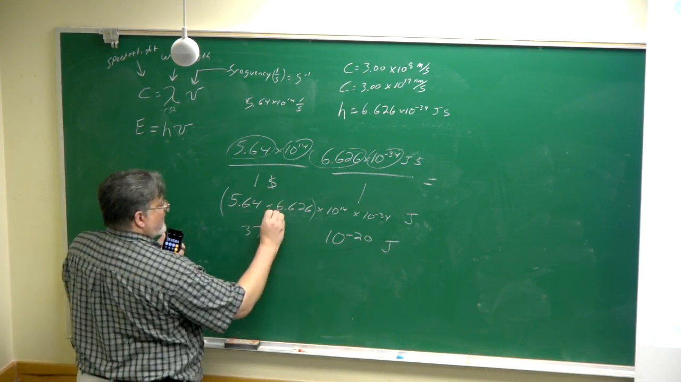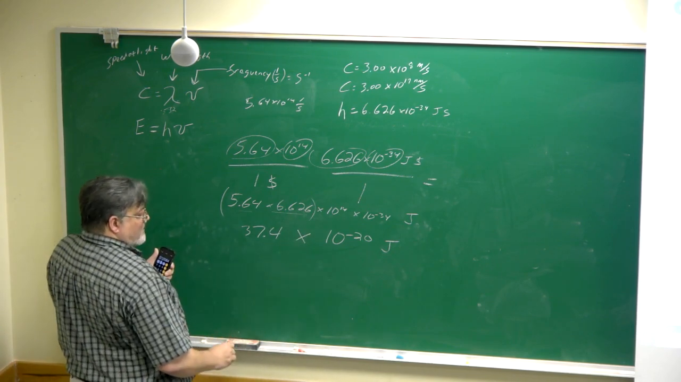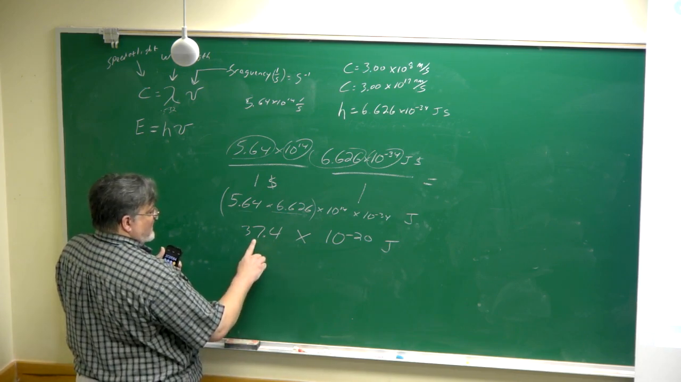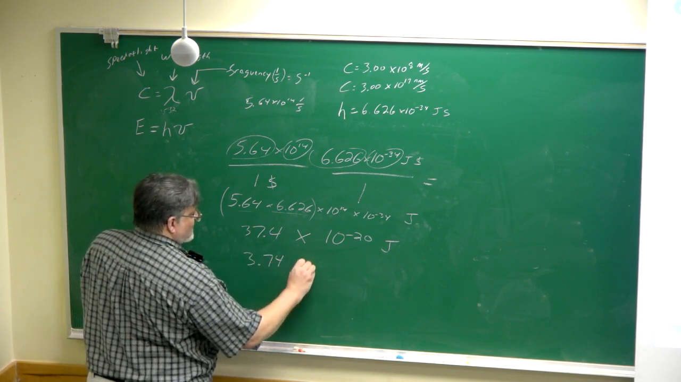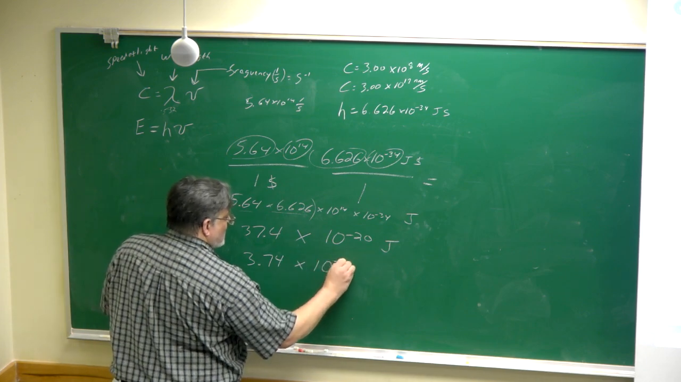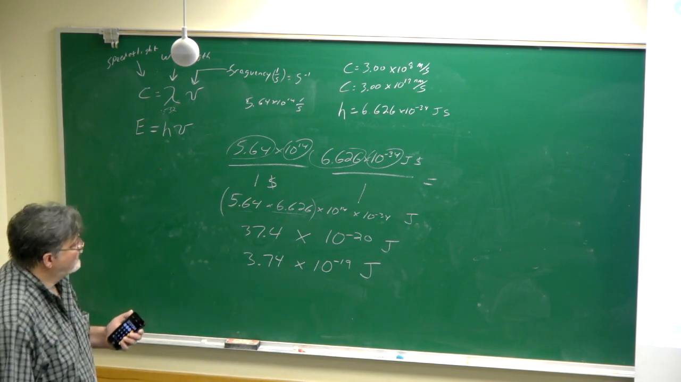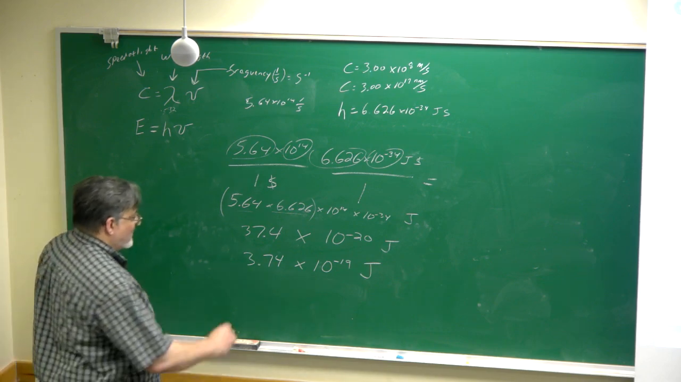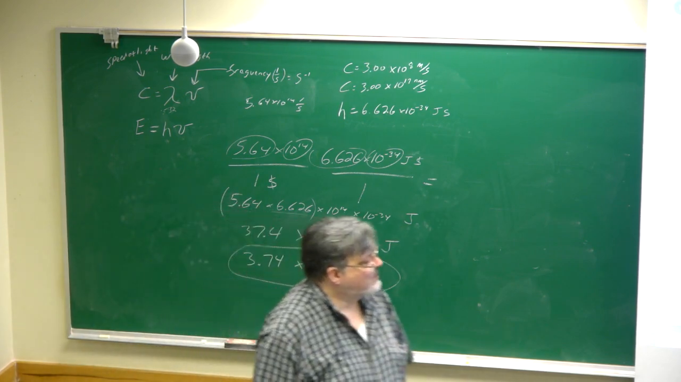Three significant figures, so I'm going to keep 3. I've got that, negative 20. If I do that, it's negative 19. So standard scientific notation. All right, and this is for one photon, one individual photon.